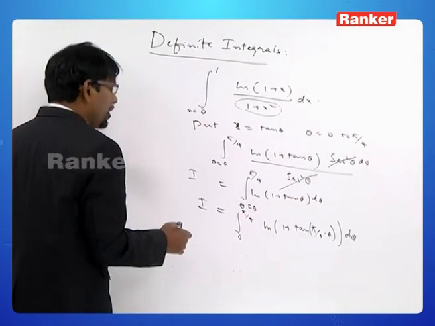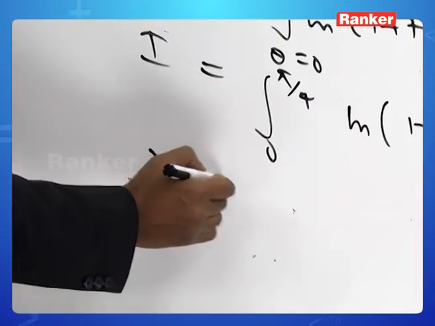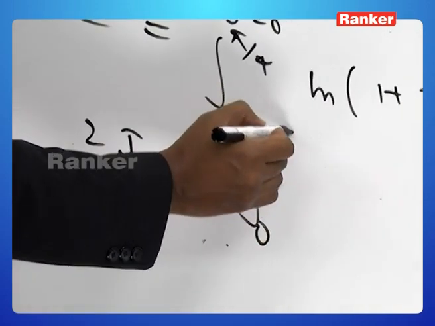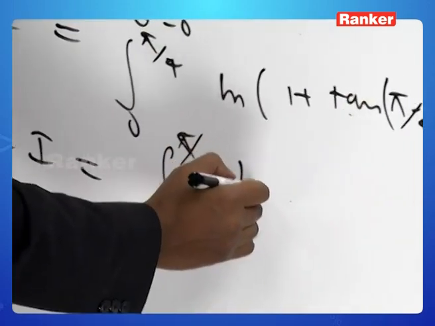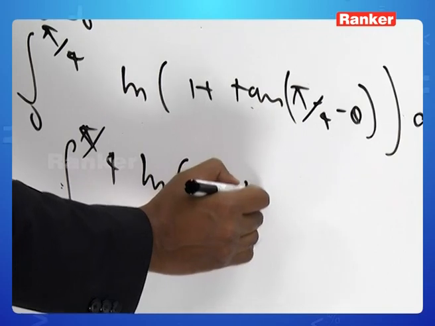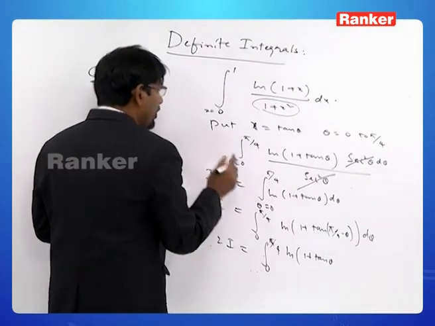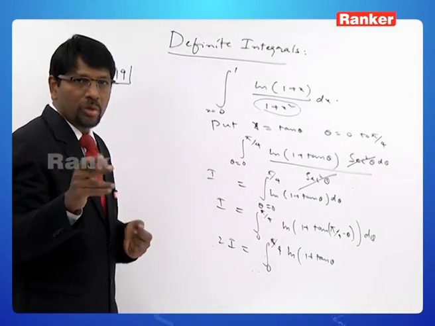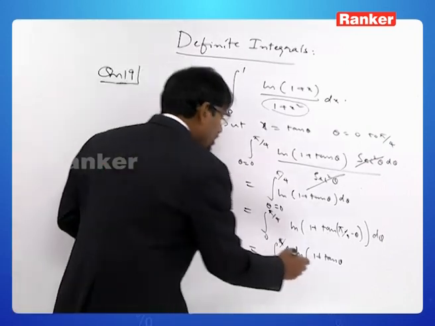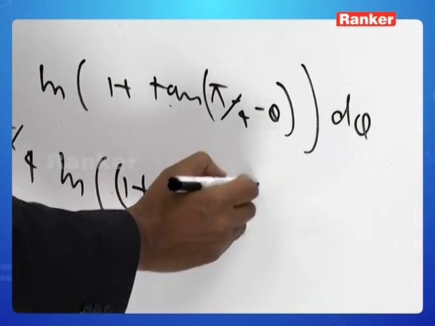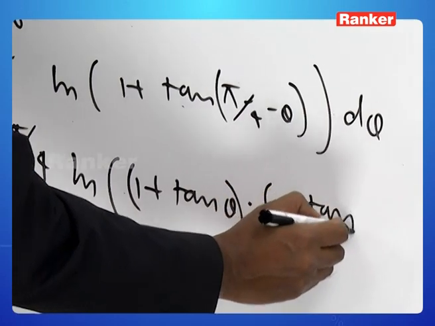We'll add up these two integrals. So what do we get? 2I will be equal to the integral from 0 to pi by 4 of ln of 1 plus tan theta. ln x plus ln y is equal to log of x into y. So that makes it 1 plus tan theta into 1 plus tan of pi by 4 minus theta.